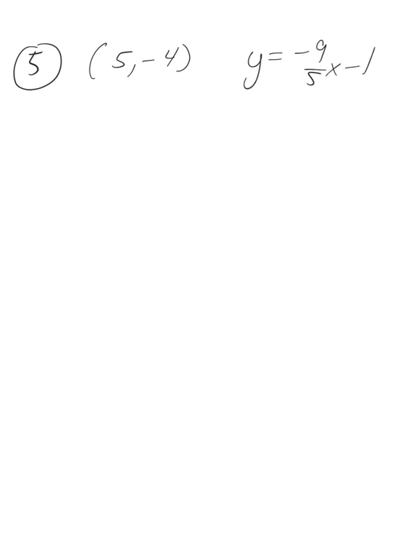Three-course meal. All right, number 5. We're not doing all of these, so. Okay, so the line goes through this point. The new line is parallel to this line. So it's the same. So the slope that you're going to use is 9/5.